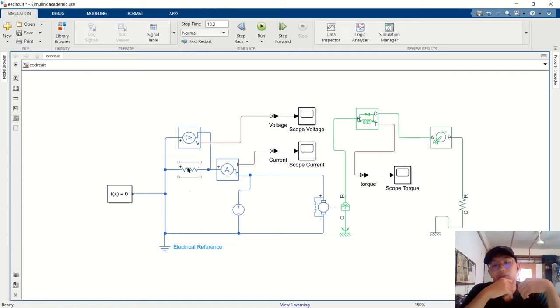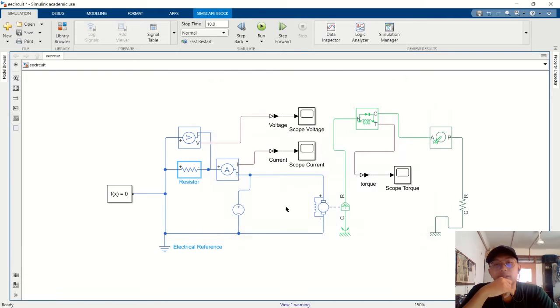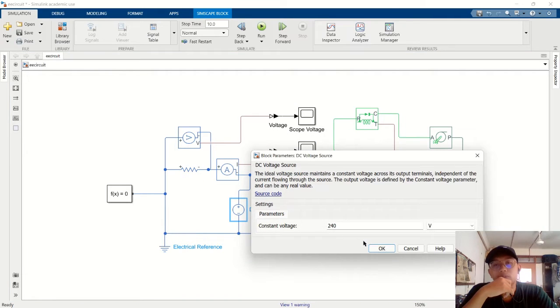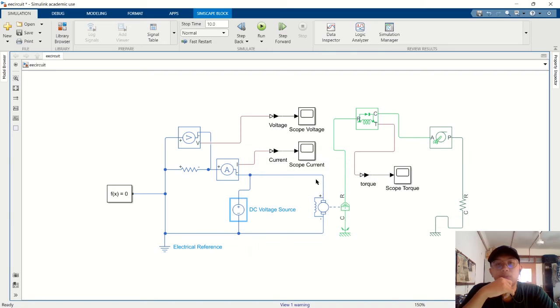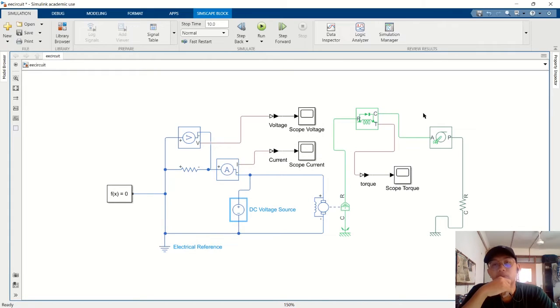I will continue Aiman Daniel's presentation. This is the proposed circuit for our smart garage door system. We have a 10 ohm resistor that is connected to a 240 volt DC voltage source, and this circuit is connected to a shunt motor. The shunt motor is to convert the electrical energy to mechanical energy.